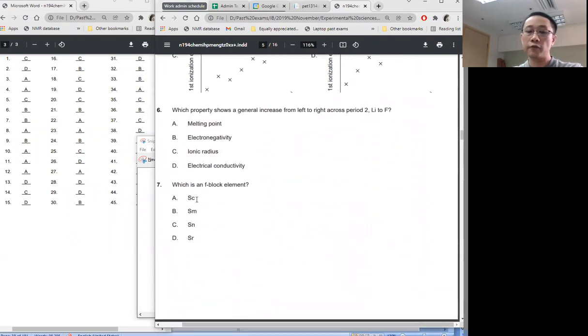Sc is scandium, and that's the first D block element. Sn is tin, and it's somewhere in the P block. Sr is strontium, the group 2 element, so that's an S block element.